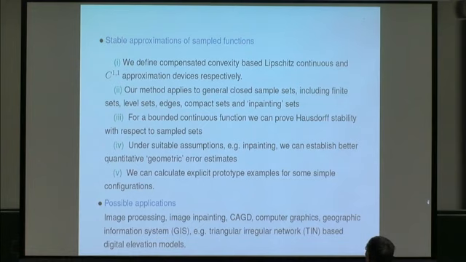For bounded continuous functions, we can prove Hausdorff stability. We can also prove some kind of error estimate as well. Then we'll show some explicit prototype examples. There are some possible applications for in-painting, CAGD, and so on. This is arguable, whether it is okay.